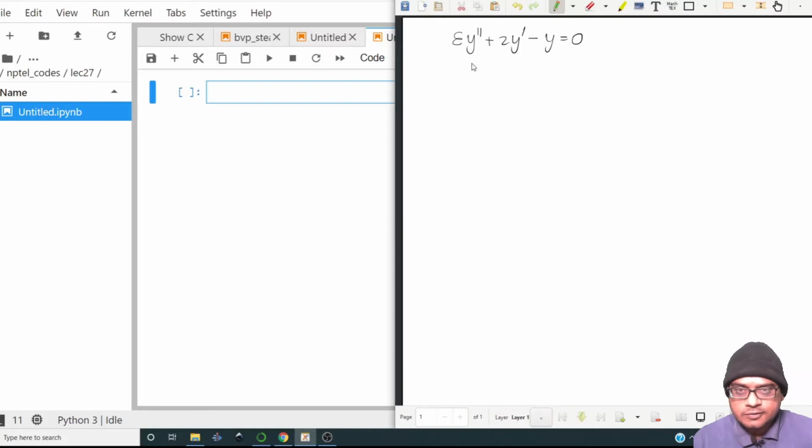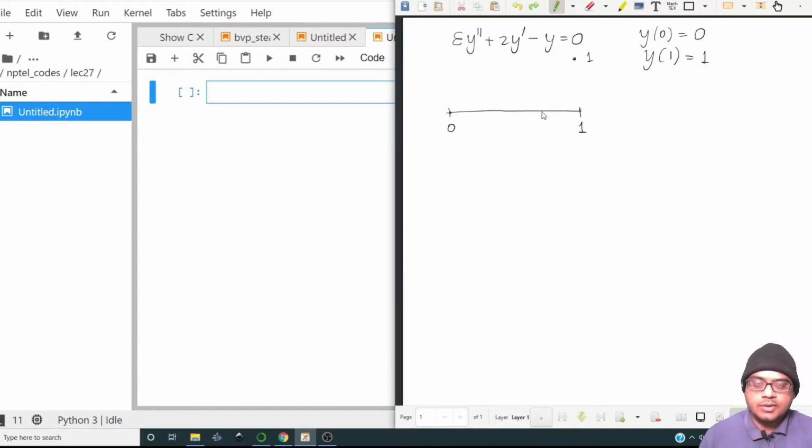Now, this is a second order differential equation, and let us define the two boundary conditions. We have a domain that spans from 0 to 1, and y at 0 is 0 and y at 1 is 1. And there is some functional behavior, something like this. We don't know what it is, but we'd like to find out what it is.